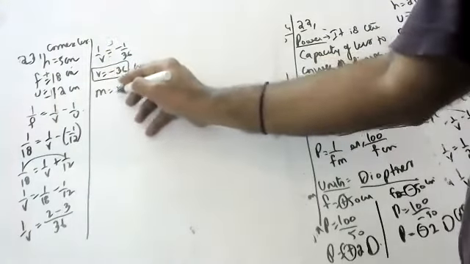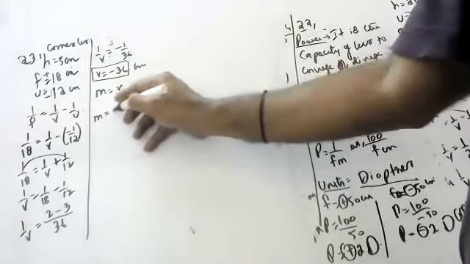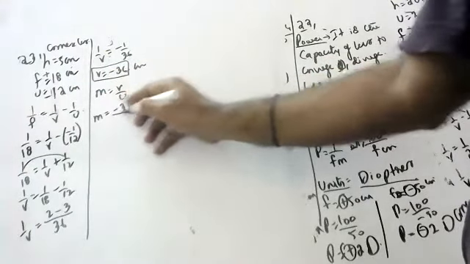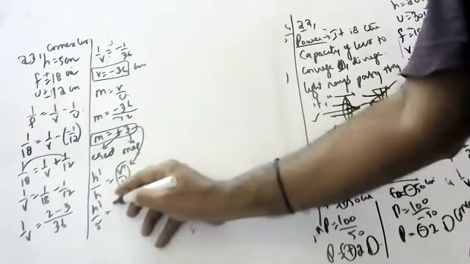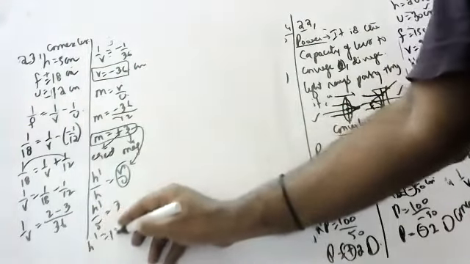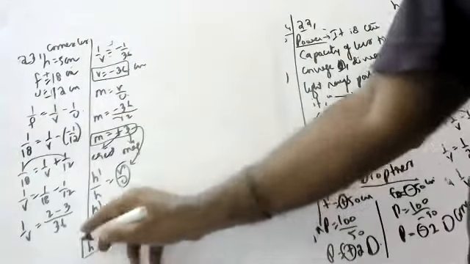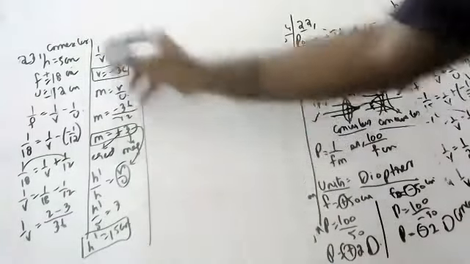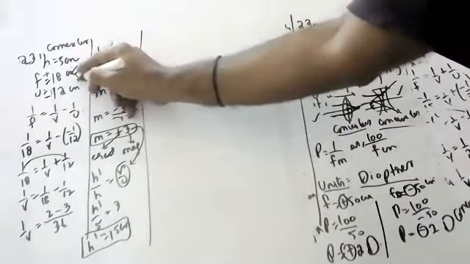Magnification, tell na. v by u, sir. Minus 36 by minus 12, that is 3. Plus means what? Virtual. Correct. 3 means magnified. h dash by h is equal to v by u, which is plus 3. h dash by 5 is equal to 3. h dash is equal to 15 centimeters. Now see, this is 18, this is 36.